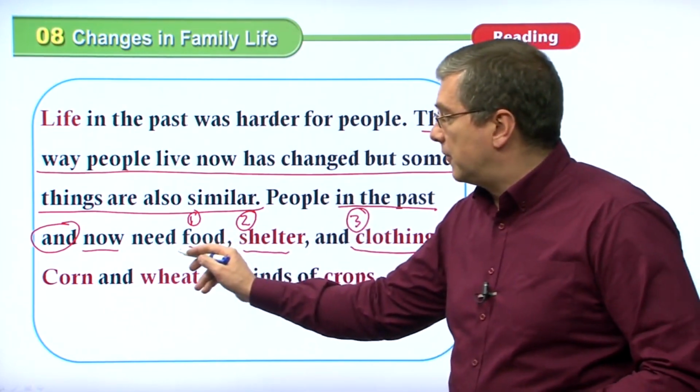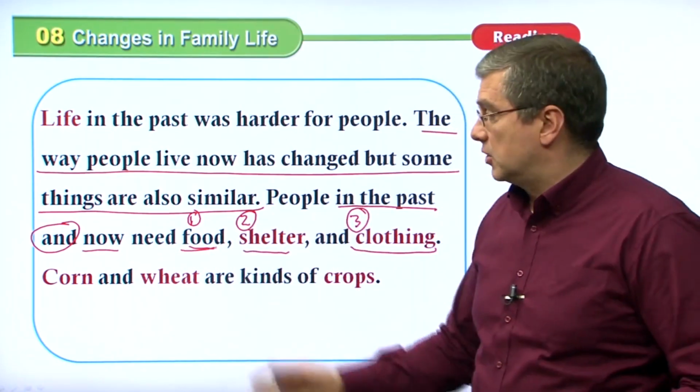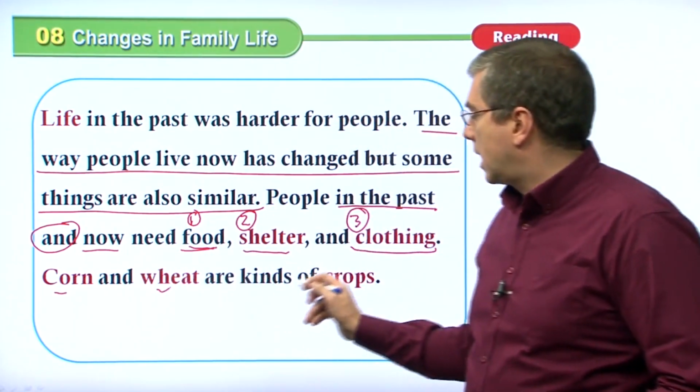Okay, so first we saw food is first. We're going to talk about food first. Sure enough, corn and wheat are kinds of crops.